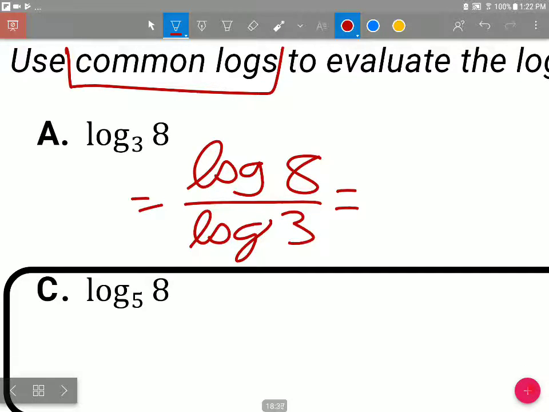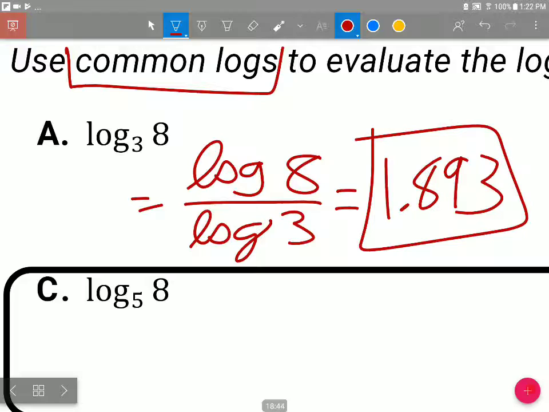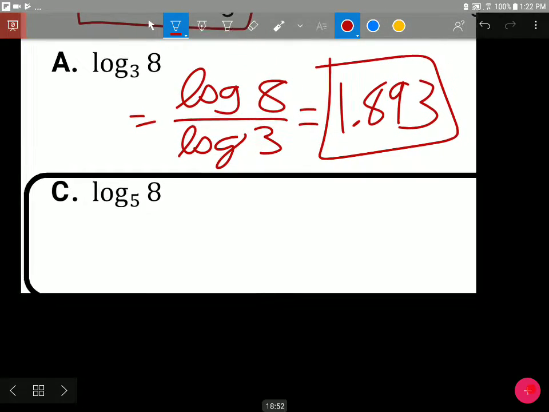1.893. Not bad. Cool. I'm not going to go across, just to the bottom one.